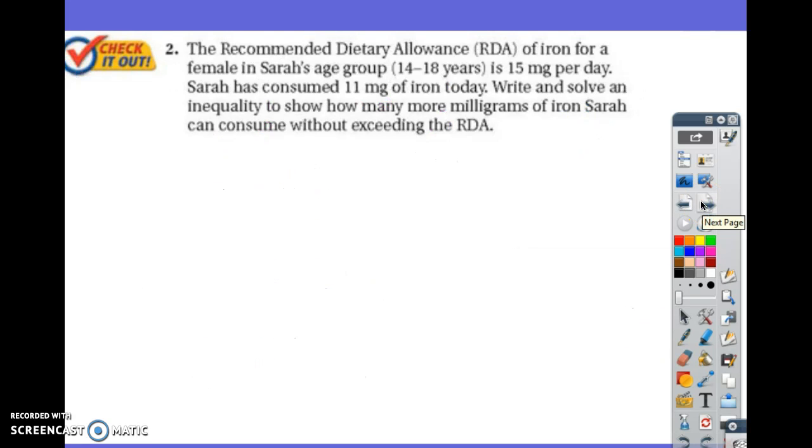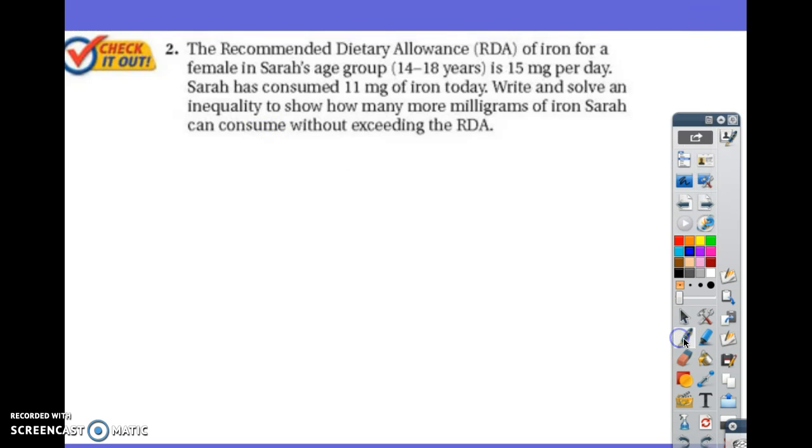Okay, let's look at this. This is problem solving. I know how much you all love this. The recommended dietary allowance, RDA, of iron for a female in Sarah's age group, being 14 to 18 years old, is 15 milligrams per day. Sarah has consumed 11 milligrams of iron today. Write and solve an inequality to show how many more milligrams of iron Sarah can consume without exceeding the RDA. So this is key.